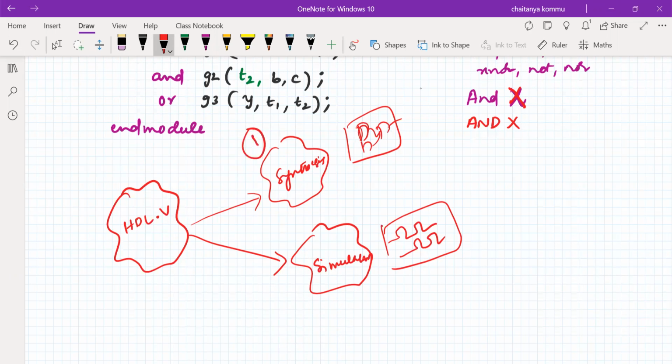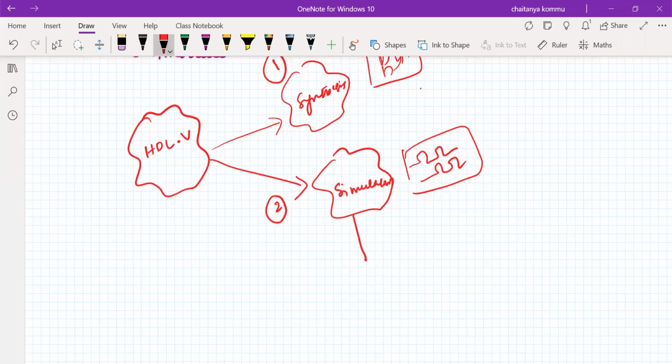The second point is simulation. We take this as an input to the simulation tool, and we have to provide when the input signals should be generated, and apply those input signals on the HDL program. That means we need a test bench also. We have to give the test bench to the simulation tool, then only it will produce the required output.